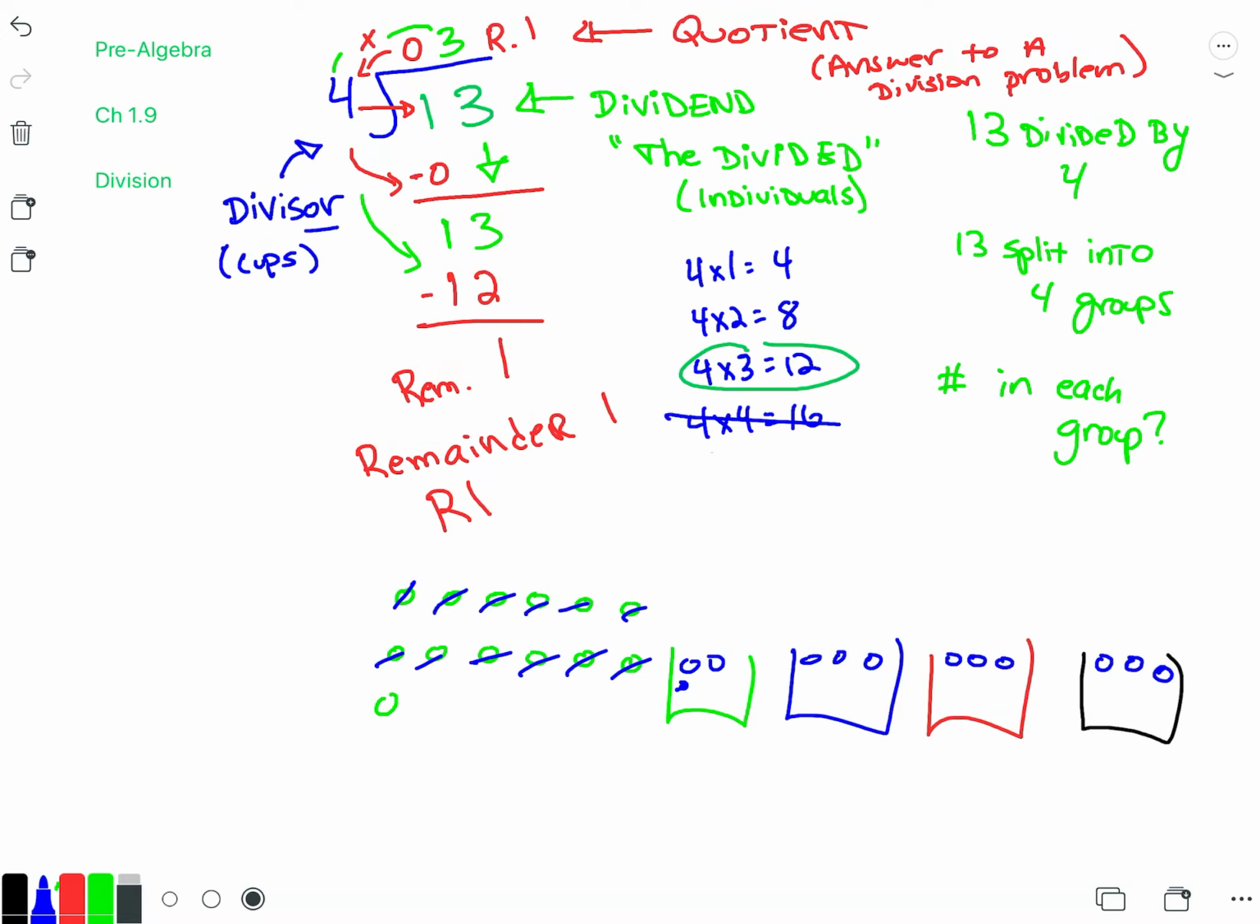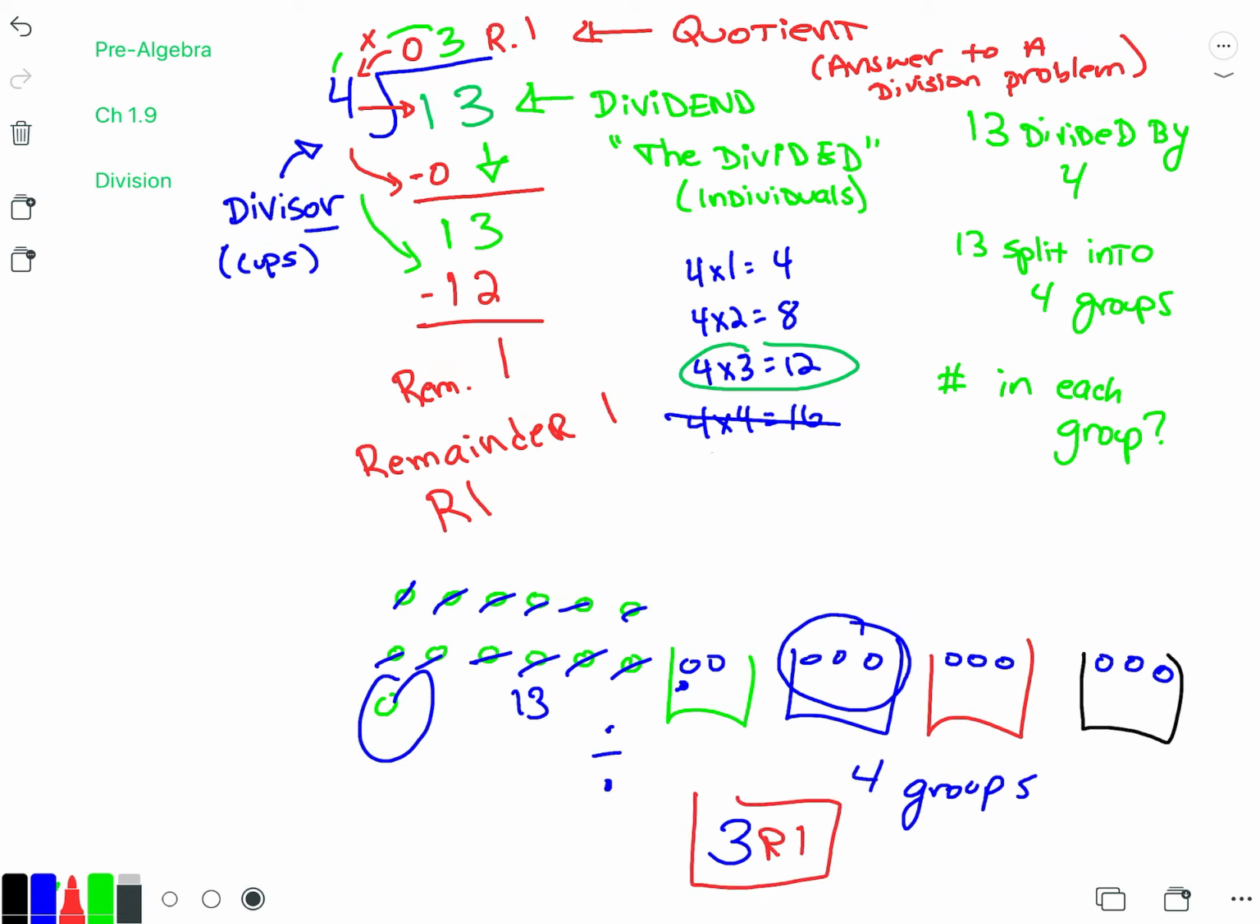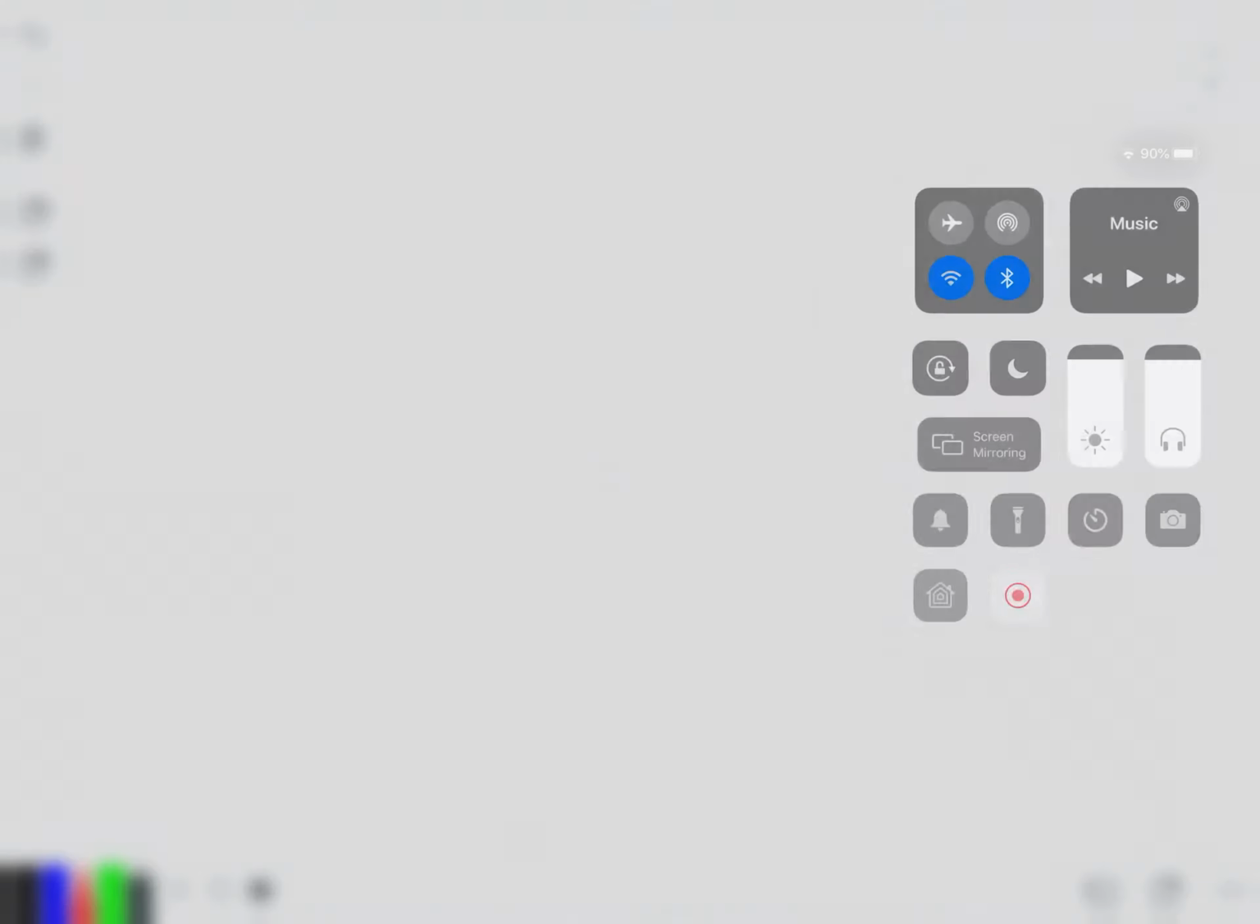So the question is, if I have 13 items divided into 4 groups, how many of those items would be in each group? Well, you would have 3 items in each group, and you're just going to have a remainder of 1, right? So it's going to be 3 with a remainder of 1, just like we proved here. 3, remainder 1, and that, like we said, is your quotient. All right, let's try another one. Let's try another problem.